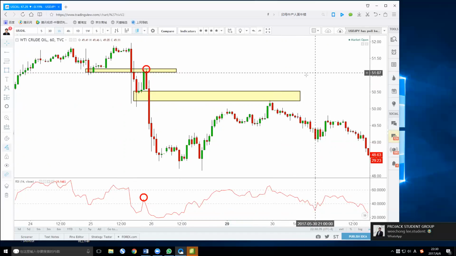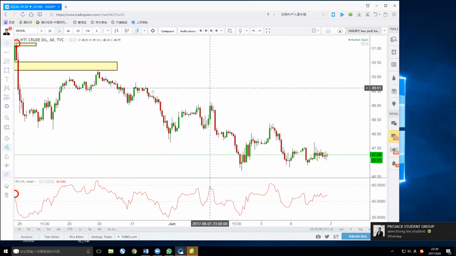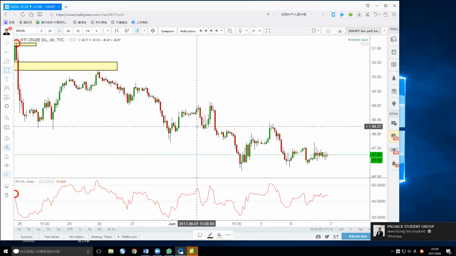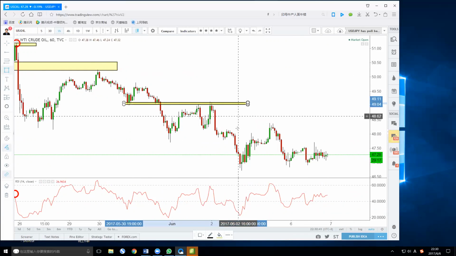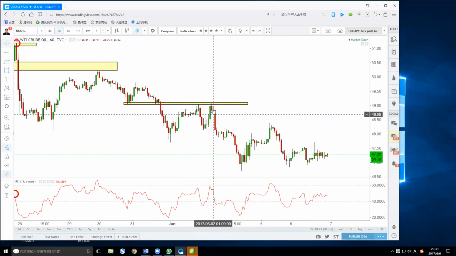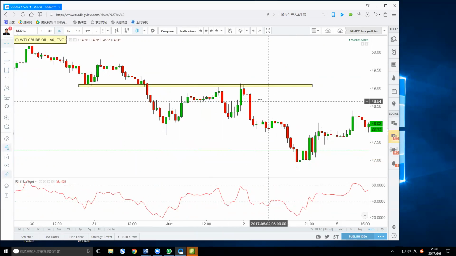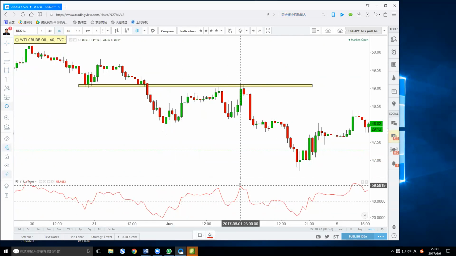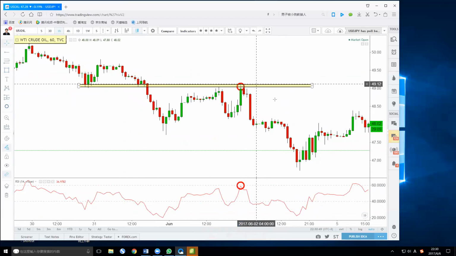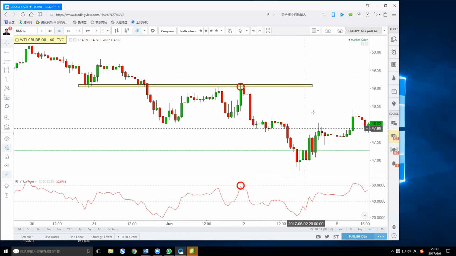And then next time here, 50.224, you can short again. And then the third entry is at the 49 level, this level. This level is also a very good short. Look at the RSI, it didn't really cross 60, right? So here are the best shorting opportunities.